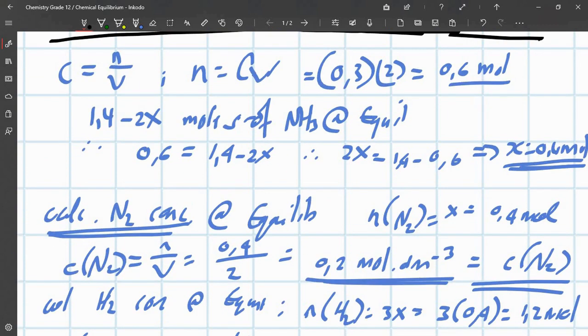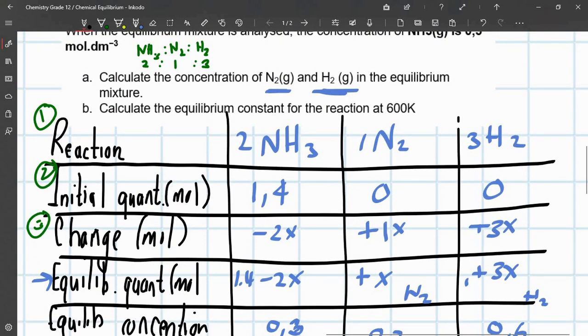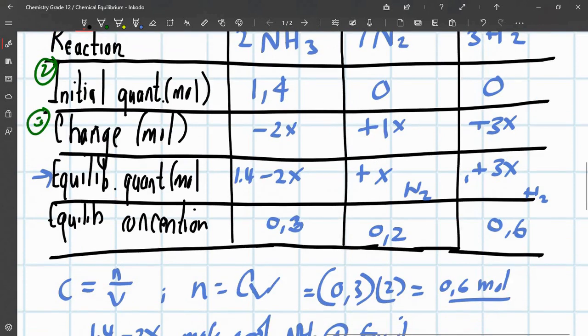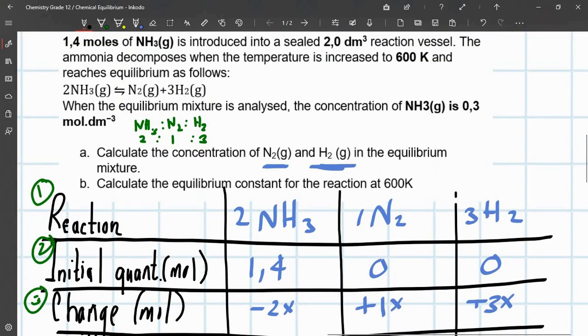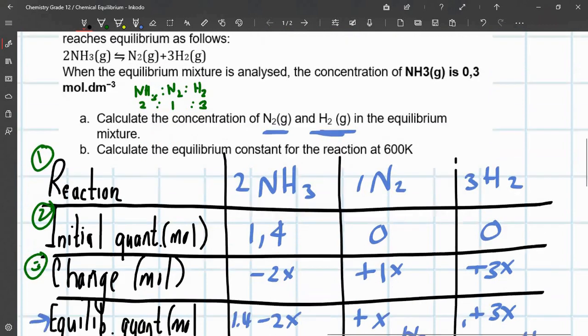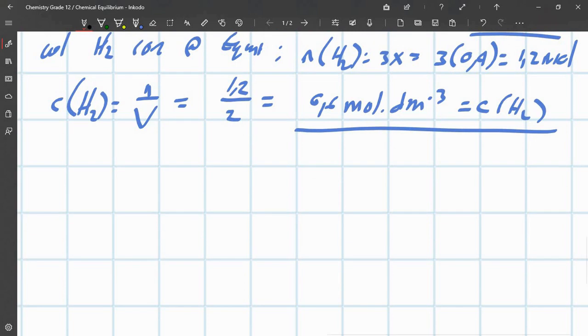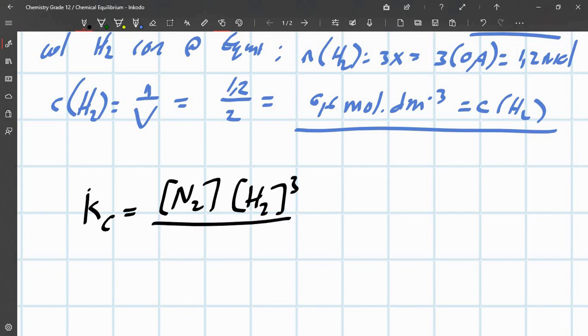And now the next question. The first question was to calculate the concentration of nitrogen and hydrogen, and the next one was to calculate the equilibrium constant at 600 Kelvin. So what's our reactant? Our reactant is NH3. Our products are N2 and H2, and notice the coefficients. So let's do that now. The equilibrium constant is going to be equal to products over reactants: N2 times H2 to the 3, over NH3 to the 2.